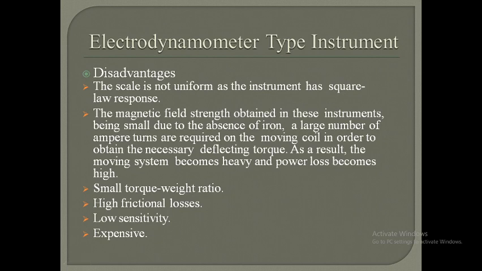So far we studied PMMC instruments, the working principle of PMMC, their merits and demerits, and errors also. Then we talked about MI type instruments, their working principle, types of MI type instruments, and their merits and demerits. And then we discussed electrodynamometer type instruments, their merits, demerits, and the errors which occur and affect the performance of the electrodynamometer type instrument. So this is all about our measuring instruments, the review of indicating type instruments.